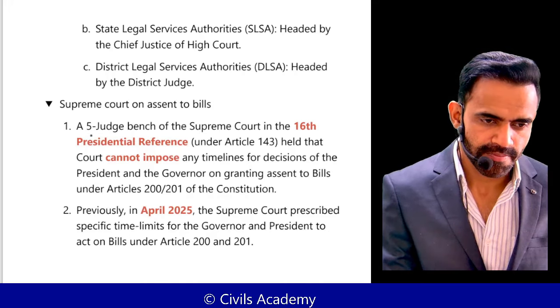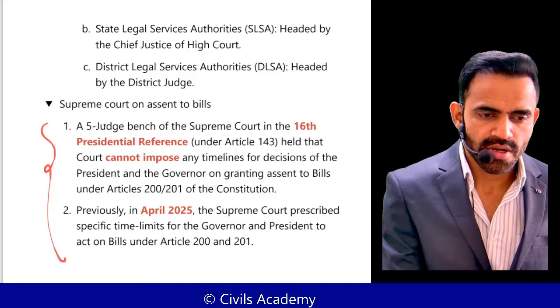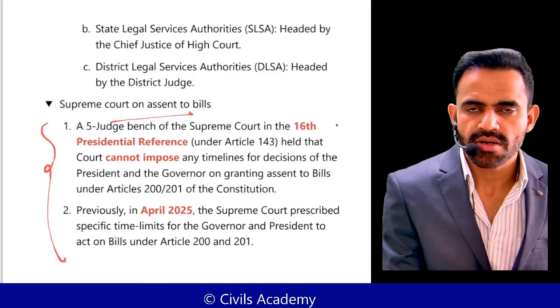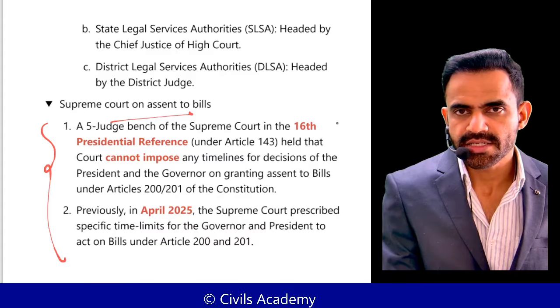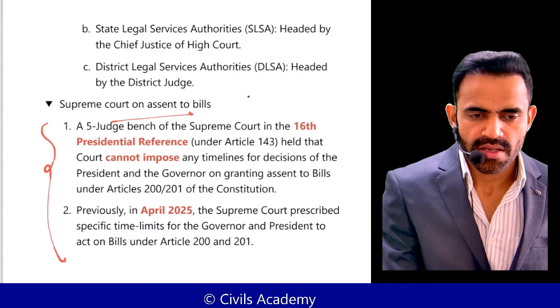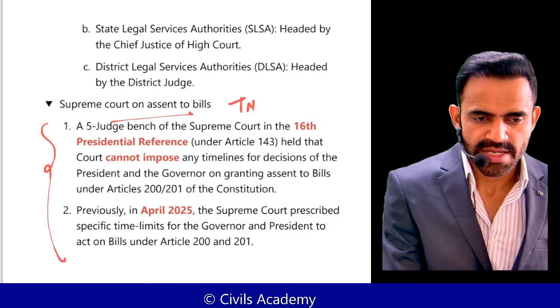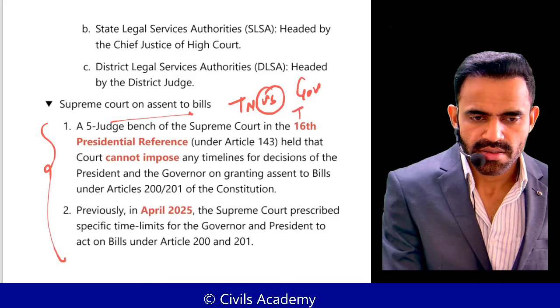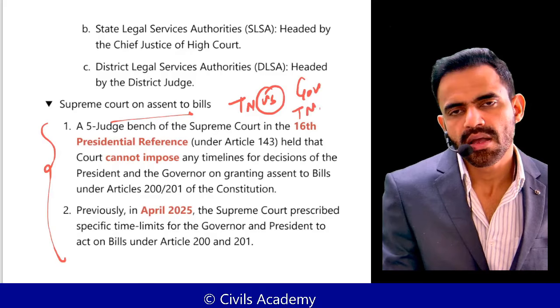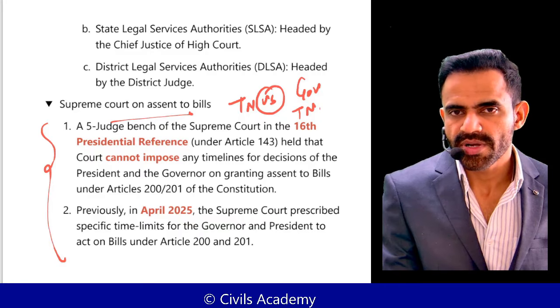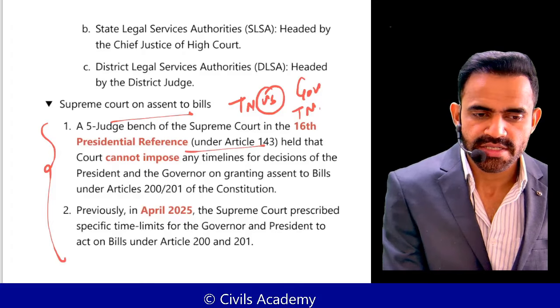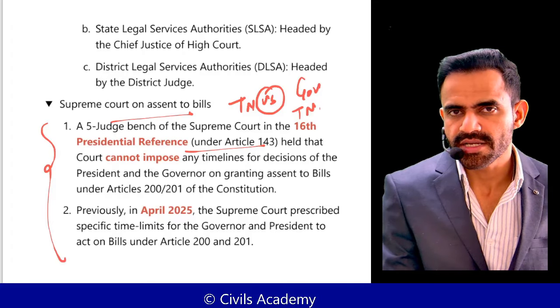Okay. Next is related to Supreme Court assent on bills. So understand, in April, the Supreme Court had given a judgment that there is a timeline for the governor to approve the bills. Just let me explain. Tamil Nadu versus the Governor of Tamil Nadu. That was the case. Court said that there will be a timeline. Subsequently, the government of India through the president filed a presidential reference. What is presidential reference? In a very simple sense, the president asked for the opinion of the court.